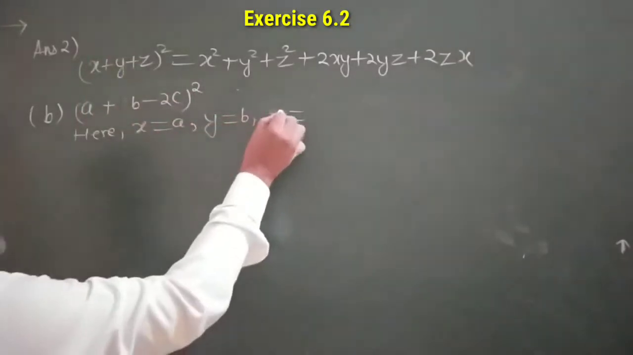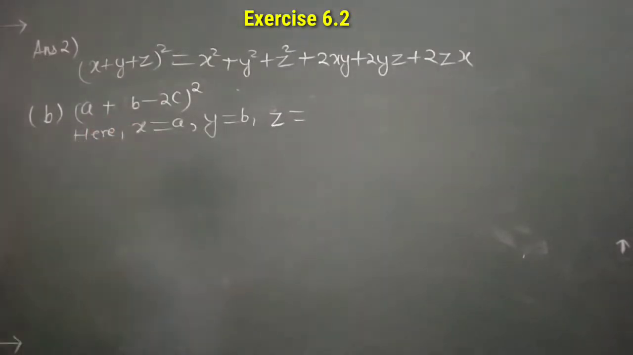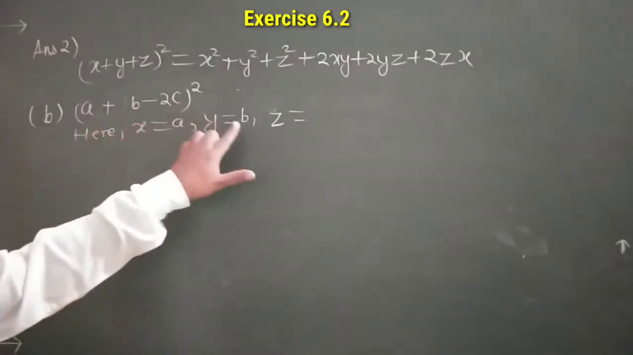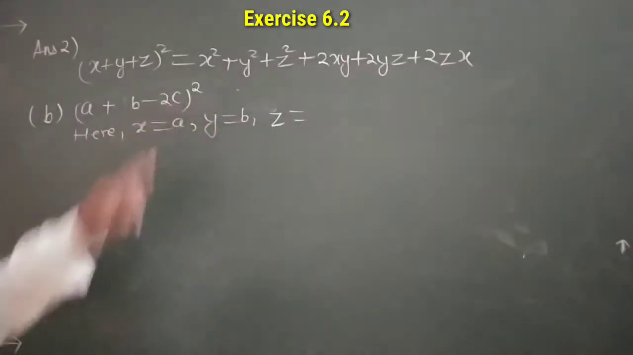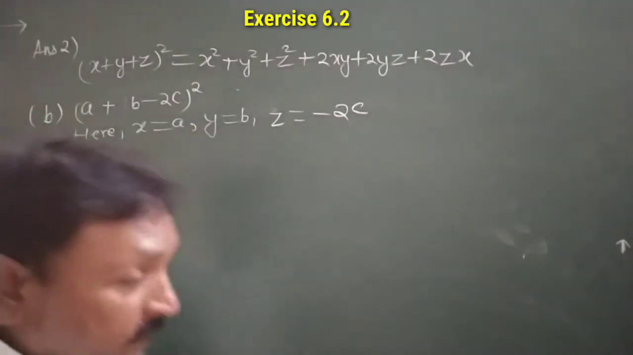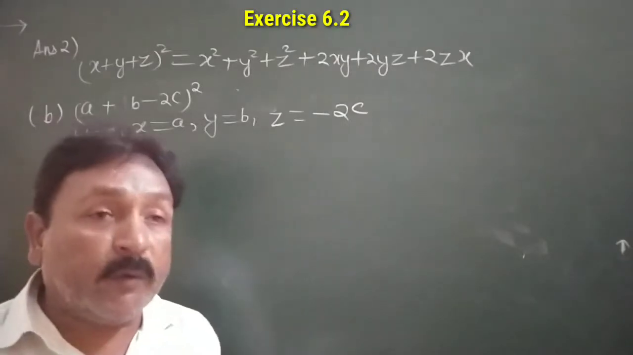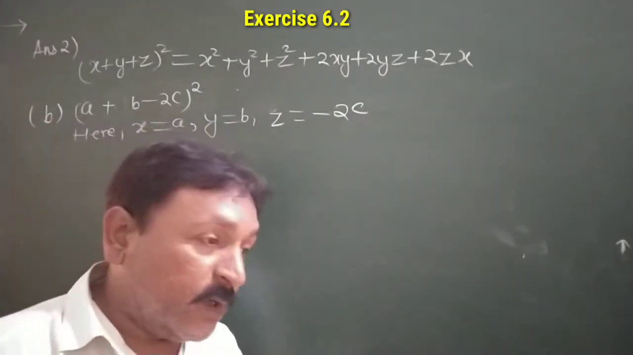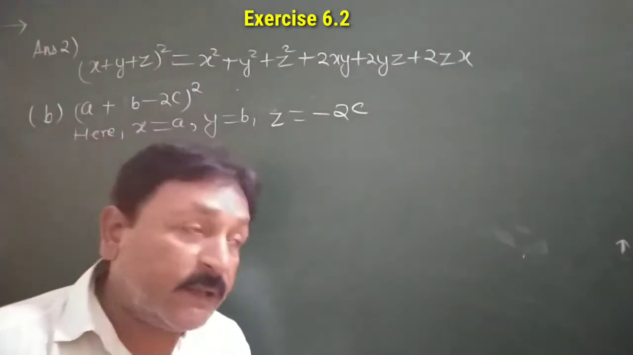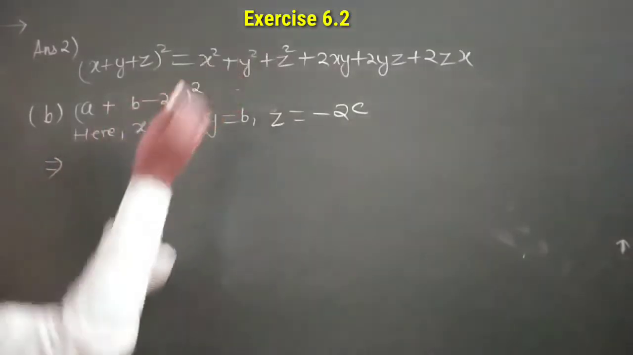I had just told you that you have to take the values with their sign. It was positive, so taken positive. It is positive, so taken positive. It is negative, so its value will be minus 2c. So always keep this thing in mind, that while using this formula you have to take the values with their sign. If values are positive, take them positive, and if values are negative, then take them negative. So just do the expansion.